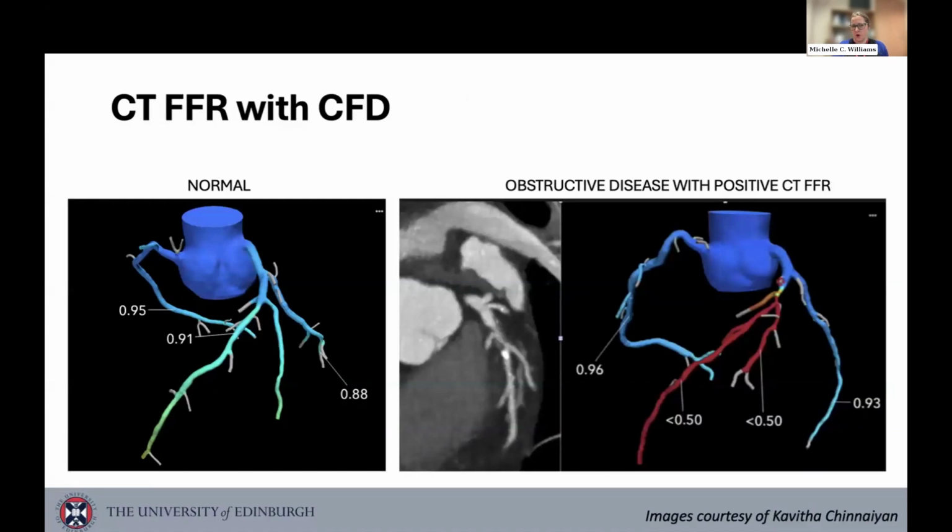These are some examples of this CT FFR. We've got an example here, a HeartFlow-based one with normal coronary arteries. So FFR above 0.8, normal coronary arteries, and an example here with nasty coronary artery disease where you can see a low CT-FFR, less than 0.5, showing an area of abnormality in the coronary arteries.